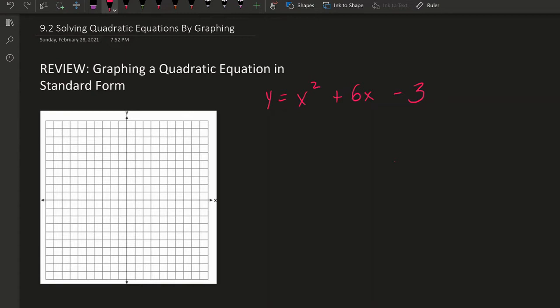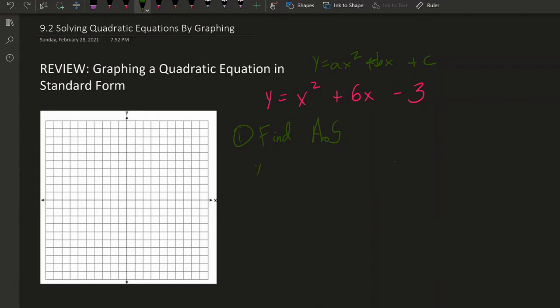So the first thing is, how do I graph a quadratic equation in standard form? Well, if you remember, standard form of a quadratic equation is y equals ax squared plus bx plus c. So you can see that this equation here, y equals x squared plus 6x minus 3, is a standard form equation. So the first thing that I want to do is find the axis of symmetry. Remember, that is the line that cuts the parabola in half.